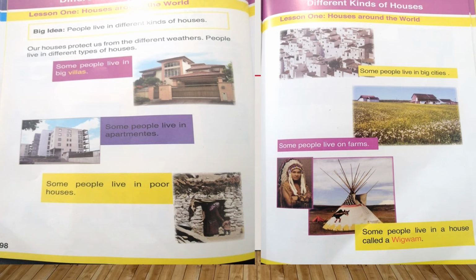Now let's move to page 99. It says, some people live in big cities. Some people live on farms. Some people live in a house called a wigwam. And looking at this person here, I could say this is one of the Red Indians. They usually settled in houses like this, which is called a wigwam.